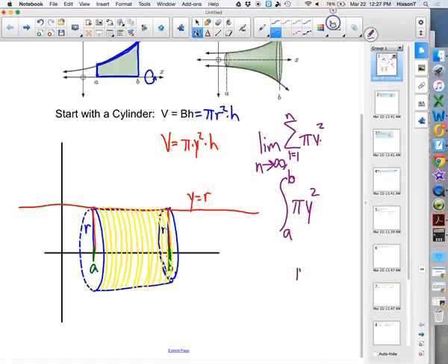You might also, if you're looking elsewhere, see it as pi times f of x squared. So it's the integral from a to b of pi times whatever your function is, x or y, dx. But y is a function of x, okay? So you're integrating with respect to x.